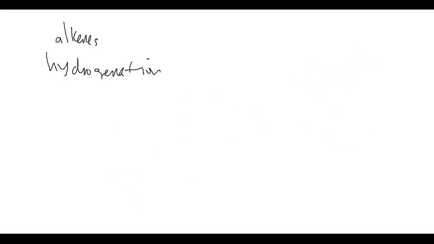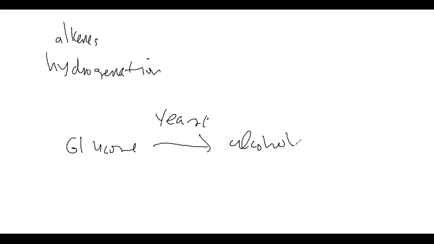So if you have glucose, right? You can use sugar. So if you use yeast, right? You could produce alcohol, and that process is known as fermentation, right? Where an organism converts a carbohydrate into an alcohol or an acid, right?